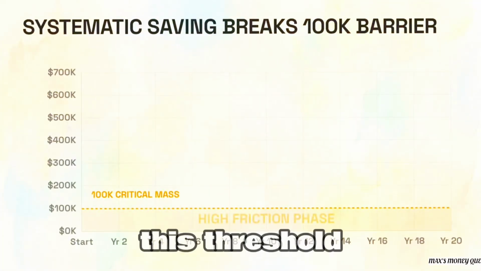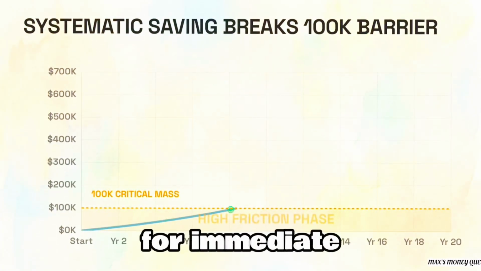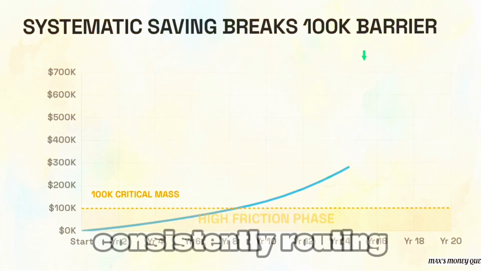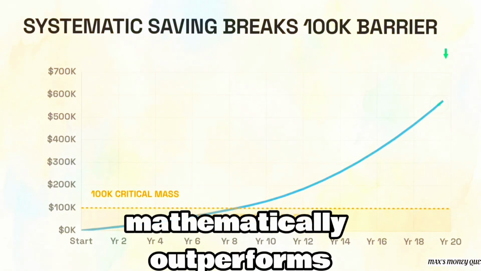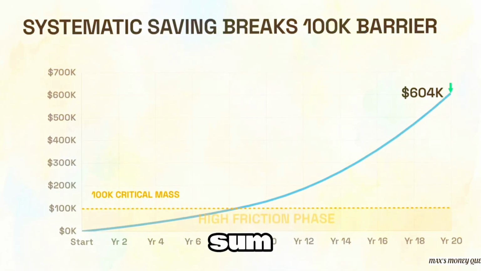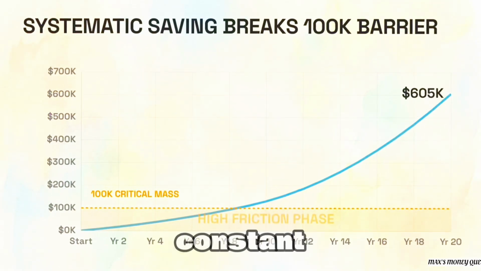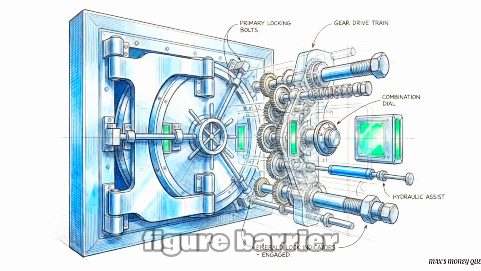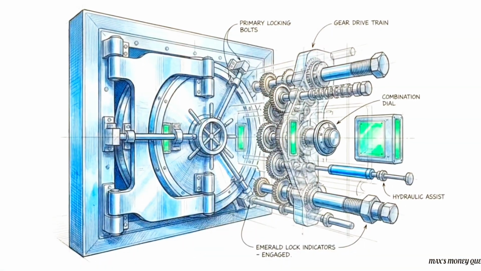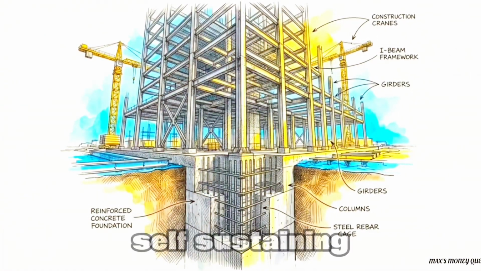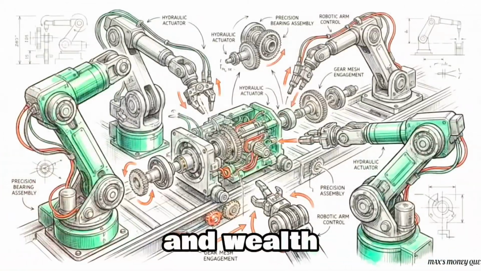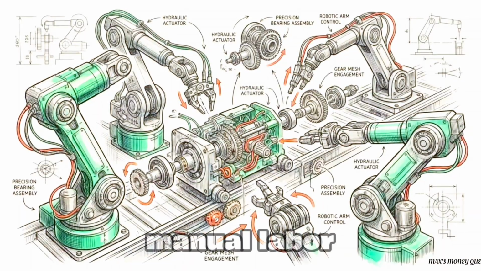To cross this threshold, Munger advocates for immediate, systematic execution. Consistently routing small amounts of capital into investments mathematically outperforms waiting to deploy a large lump sum. The action of saving must be constant. Breaking this exact 6-figure barrier is the crucial inflection point in the timeline. Once you clear $100,000, you have established a self-sustaining financial foundation, and wealth generation transitions from grueling manual labor into automated momentum.